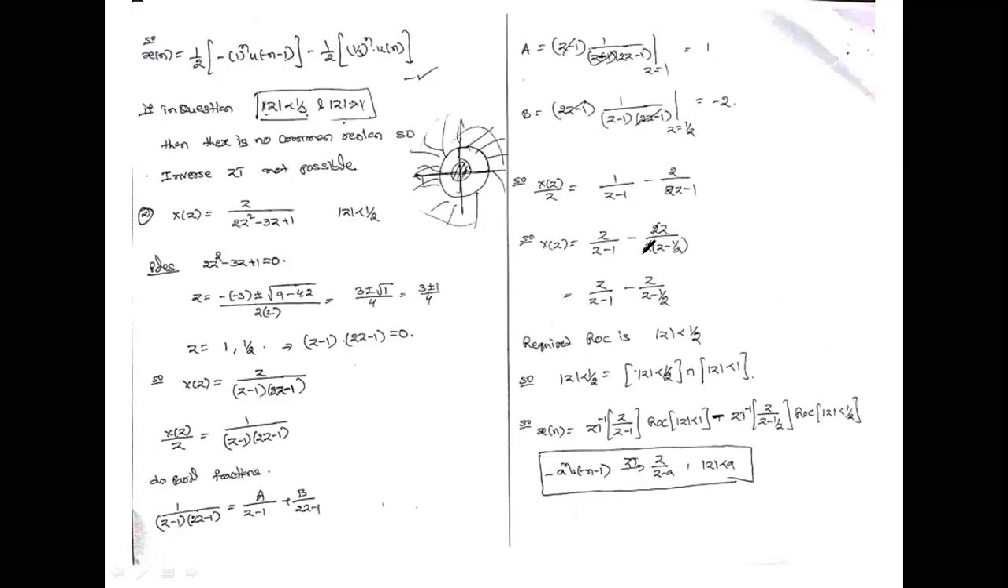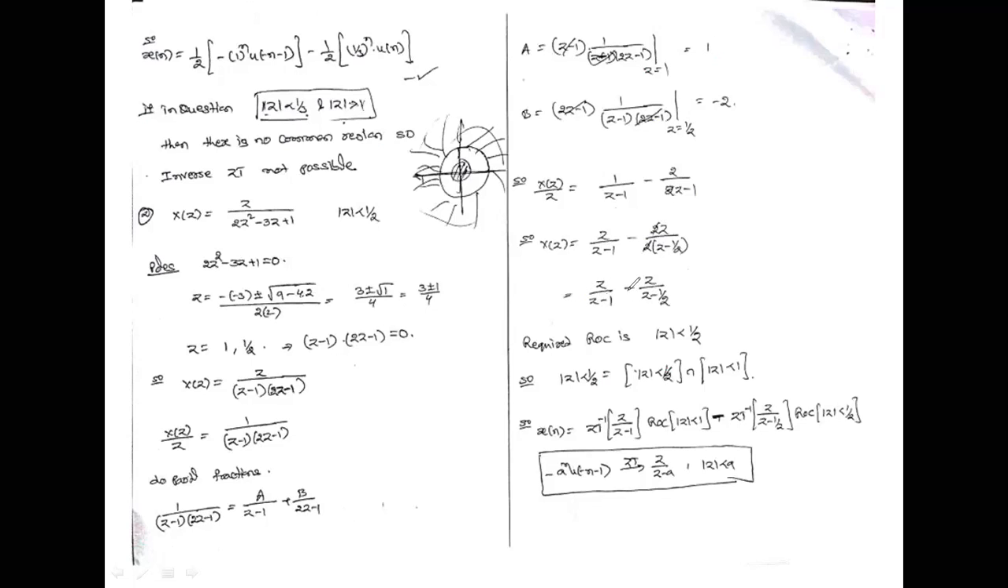Take the 2 as a common here. Z minus 1 by 2. 2 to get cancelled. Now it is in the form of z by z minus a. Z by z minus a is a power n mu of n when ROC is greater than a. And z by z minus a when ROC is less than a is minus of a power n mu of minus n minus 1.